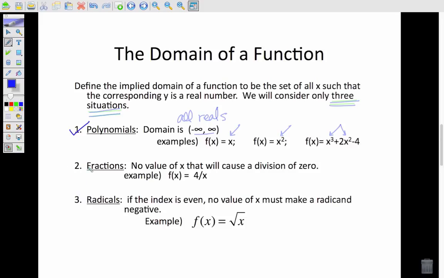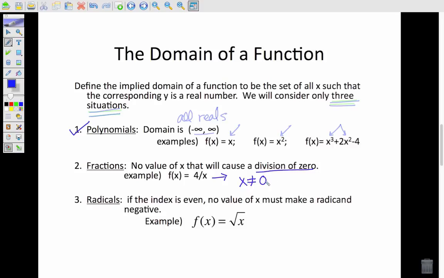Okay, now, the second situation is when you have fractions. If you have a fraction and there's a variable in the denominator, then you have this division by 0 problem. So this 4 divided by x, well, this can be a function as long as x is not equal to 0. So you can't divide by 0, ever. It's undefined.